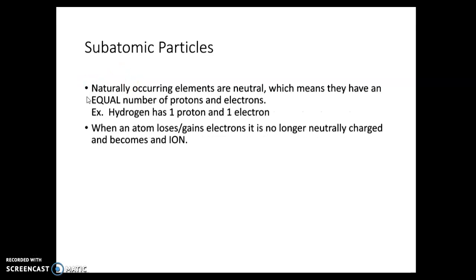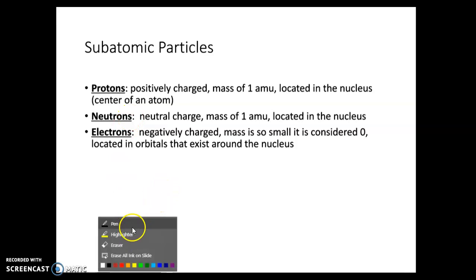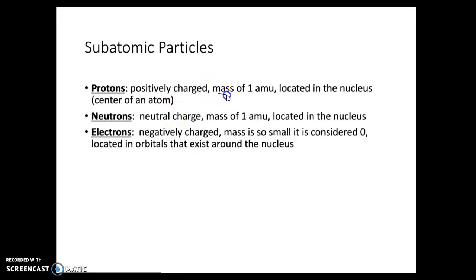Okay, we've got protons, and we've got neutrons, and we've got electrons. And you should know the difference between each of them in terms of their mass, their charge, and where they're located. Okay, so protons are positively charged. They have a mass of 1 AMU, which is atomic mass unit, and they're located in the nucleus, or the center of the atom. Neutrons have a neutral charge. They have a mass of 1 AMU, and they're also located in the nucleus.